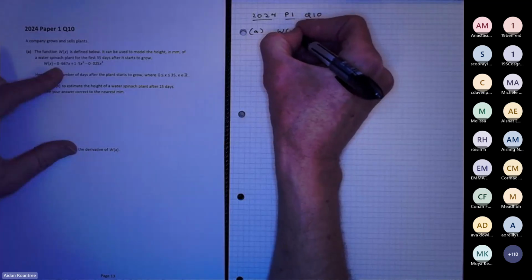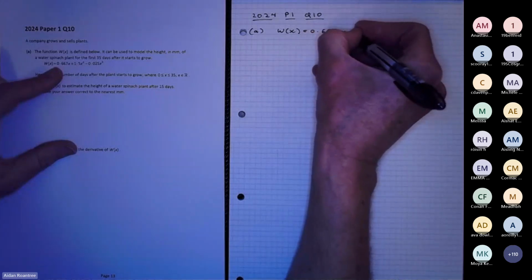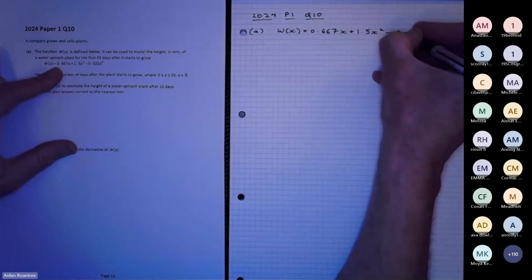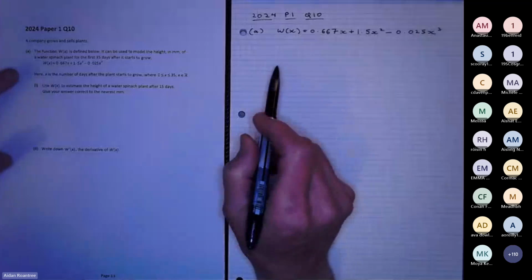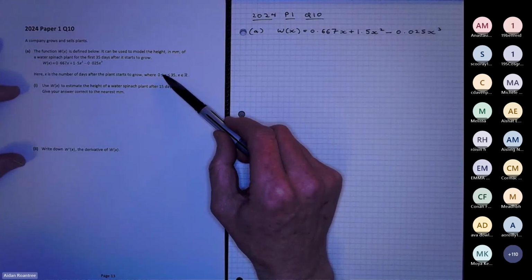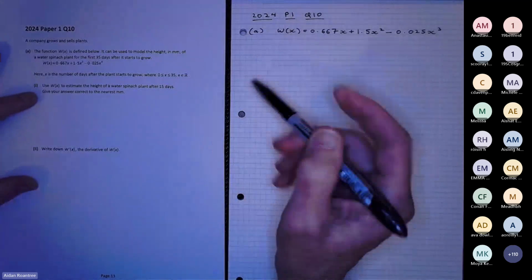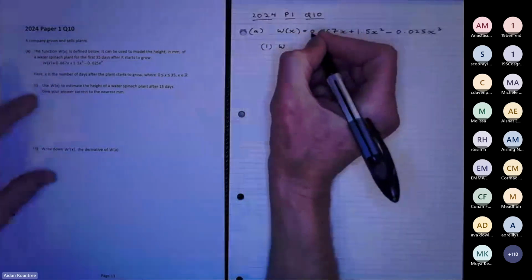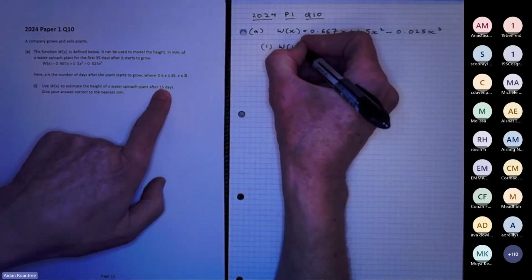So W of x is equal to 0.667x plus 1.5x squared minus 0.025x cubed. And it says here x is the number of days after the plant starts to grow, and x is between 0 and 35. Okay, so it grows for 35 days. Then the first part of the question asks us to work out the value of W of x after 15 days. So they want us to work out W of 15.